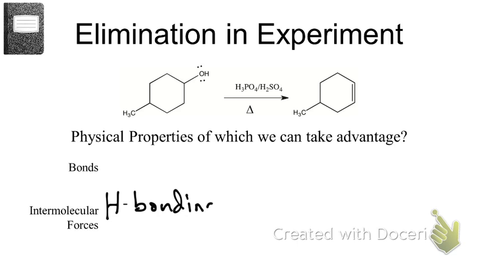What do we get for the product? London dispersion forces, or LDF. Which of those is a stronger force? Hydrogen bonding. What does that mean about the physical properties? What would we expect for the melting point or boiling point of our starting material? We would expect it to be higher. Both your product and your starting material are liquids. So what we're going to do is take advantage of the difference in intermolecular forces, and we're going to separate these liquids via distillation.